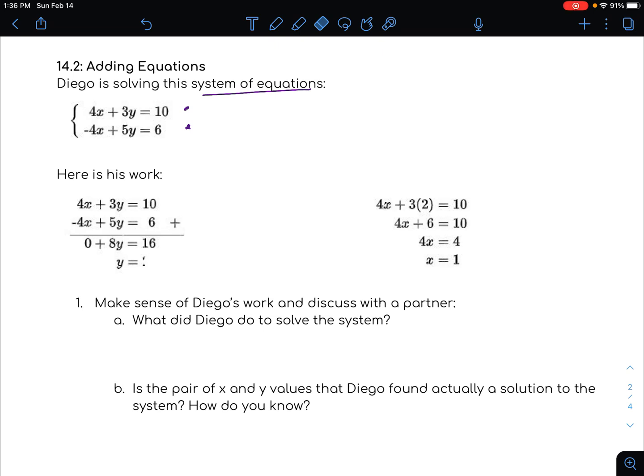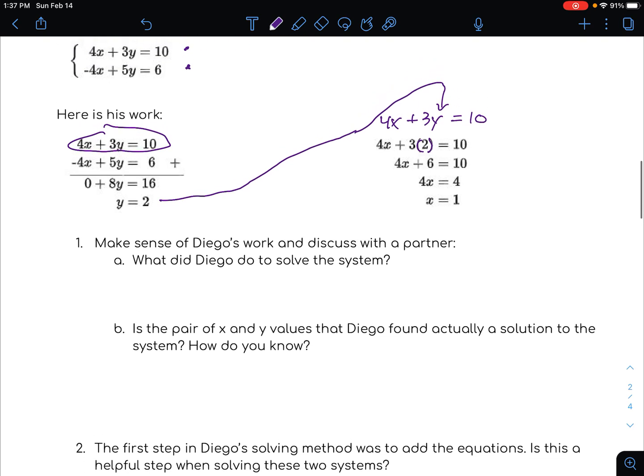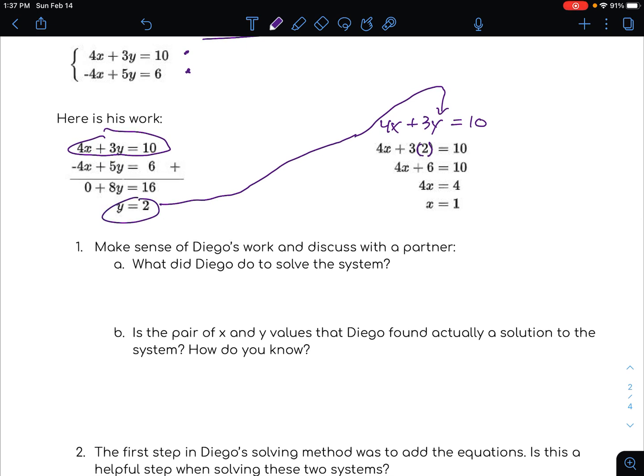But then once he's got the y variable, it looks like he's plugging that back into the equation. So notice this equation right here is essentially what he's plugging it into here. And he's plugging it in for the y, so the y becomes 2, and then solves for the x. And then he has the x and the y, or the y and the x. So what did Diego do to solve the system?